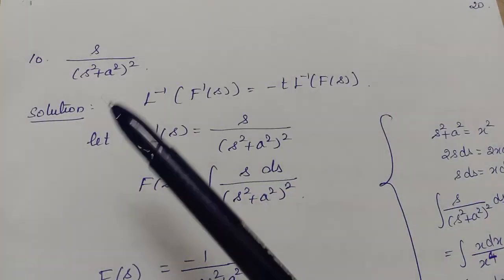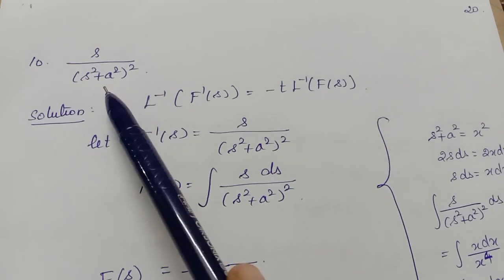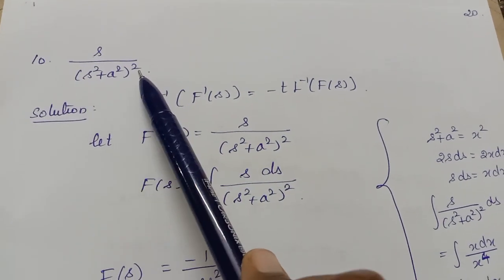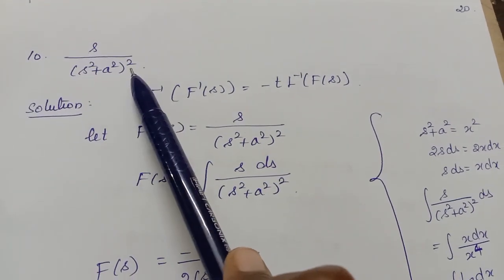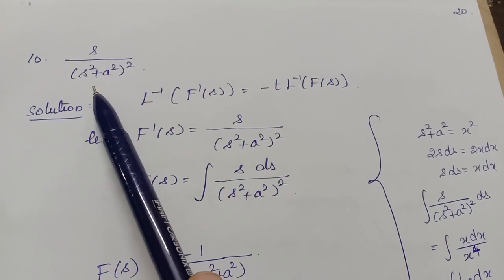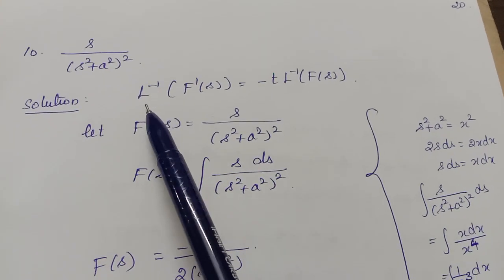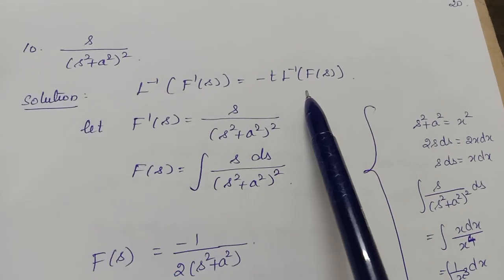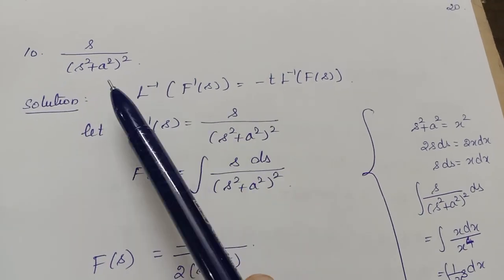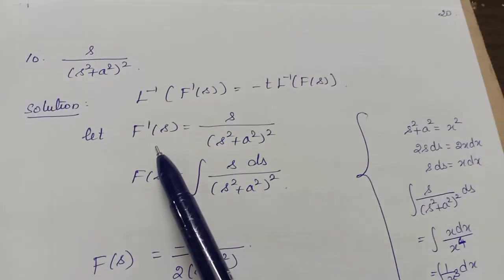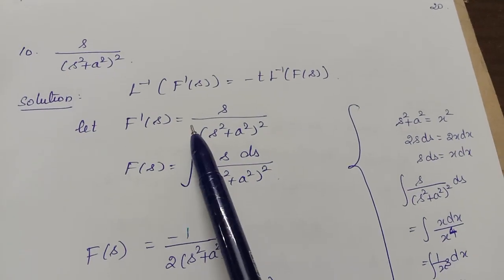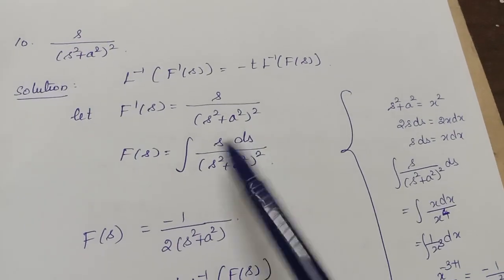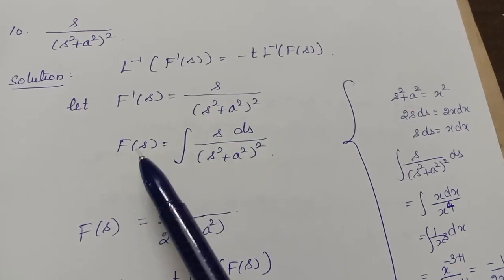Then next problem. S by (s² plus a²)². See here you are having (s² plus a²)² in the denominator. For problems of this type you have to make use of this formula. L inverse of f dash of s is equal to minus t into L inverse of f of s. So for these type of problem, take the given function as f dash of s, s by (s² plus a²)². So if you integrate it, you will get f of s.